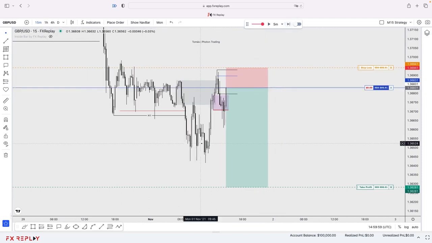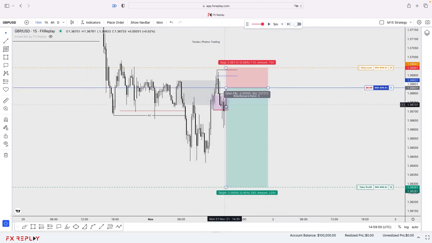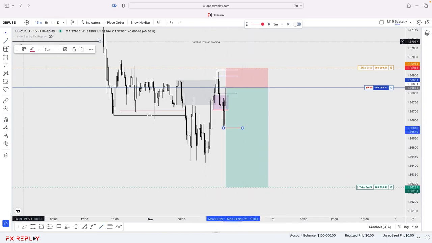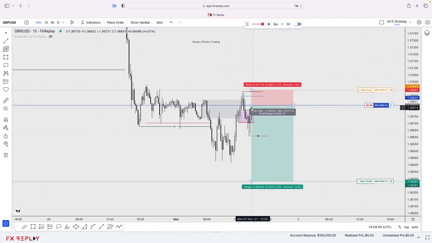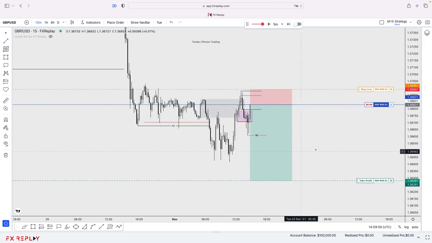Okay, we get tagged in. First and foremost, I need to know where I'm going to remove risk, and this is where I use the break-even rule. For me, I use this POI that led to the pullback to my entry. It needs to get broken.